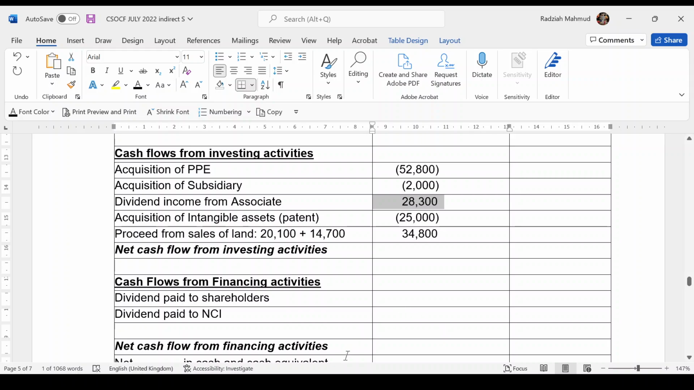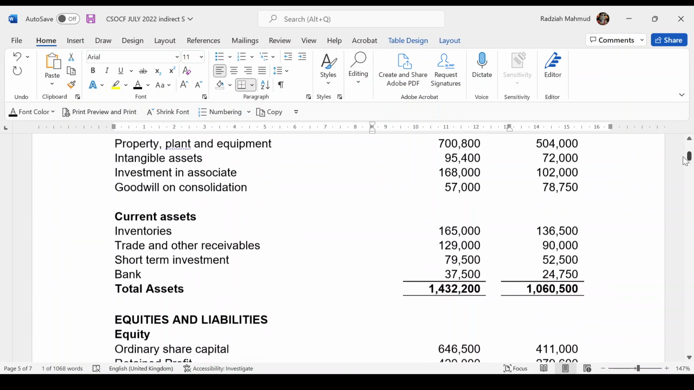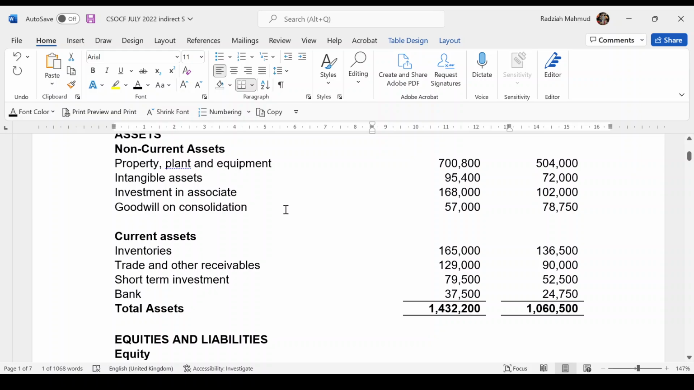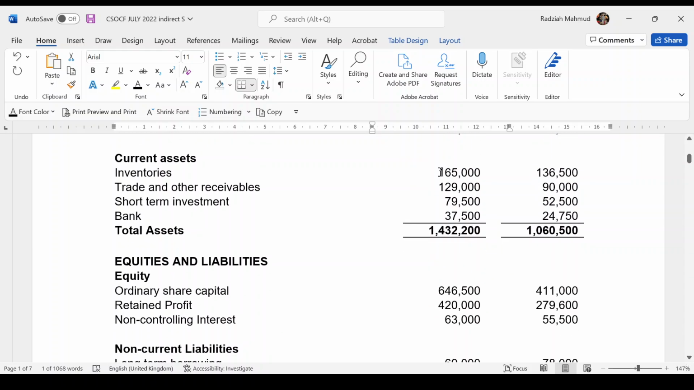Next, we go back to the question. After investment in associate is goodwill, and I think we have done with goodwill. So the next one is inventory. Remember that when we use the indirect method, there will be changes in working capital. When we talk about changes in working capital, normally we talk about inventory, receivable and payable.